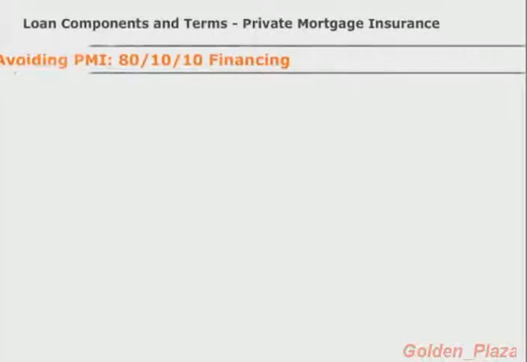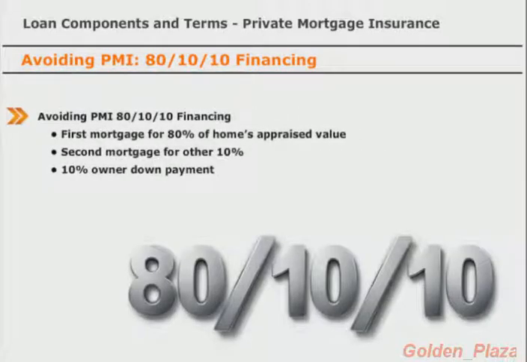One way to avoid paying PMI altogether is to purchase a home with a combination first and second mortgage. The first mortgage would be limited to 80% of the home's appraised value, while the second mortgage, which would close in conjunction with the first, then provides for the balance. In other words, if you have a 10% down payment available, your first loan would provide for the 80% mortgage with a second mortgage of 10%. This is commonly referred to as an 80-10-10 transaction.